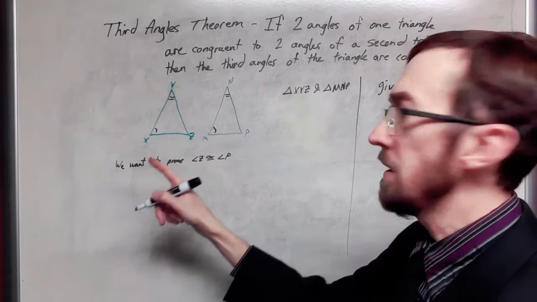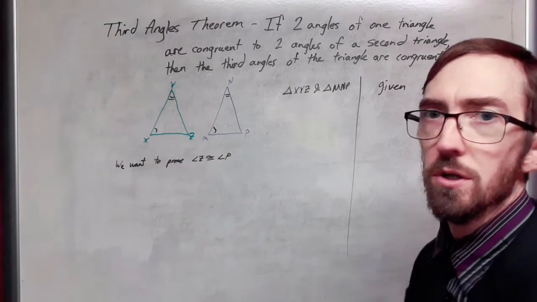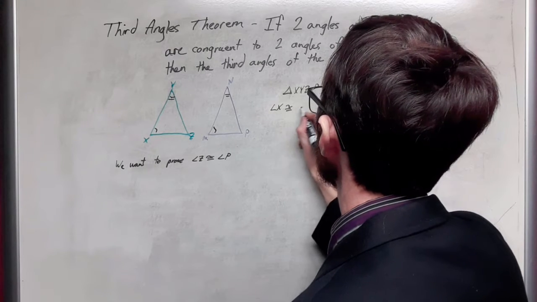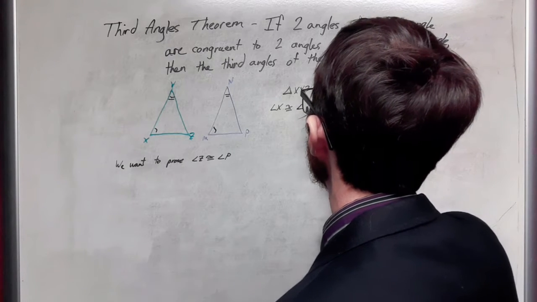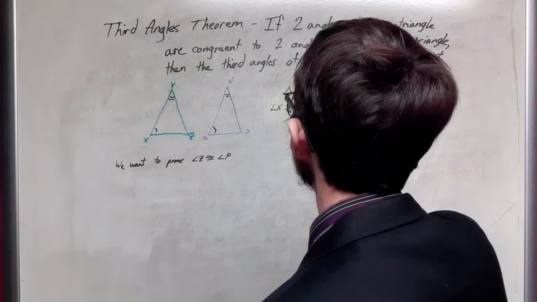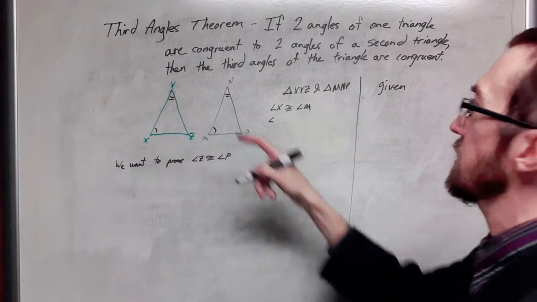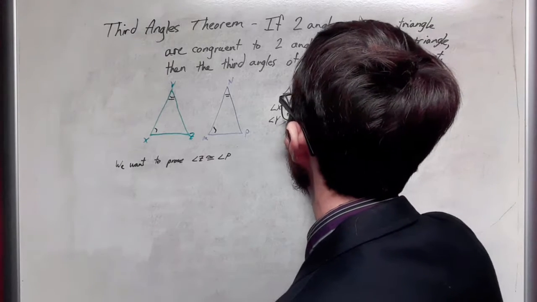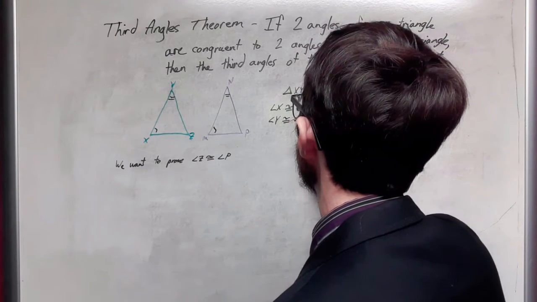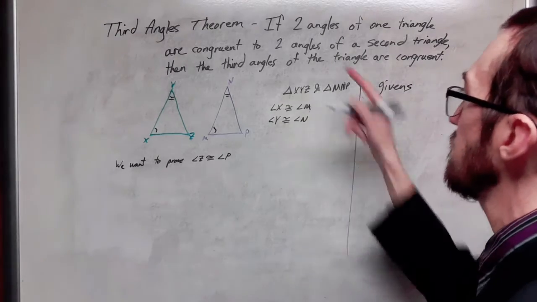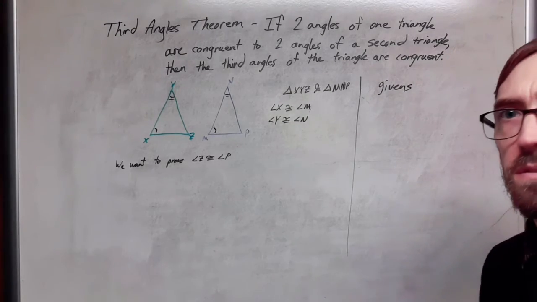We are also given that X and M are congruent to each other. Angle X congruent to angle M. And we're also given that angle Y is congruent to angle N. All right, so those are all givens.